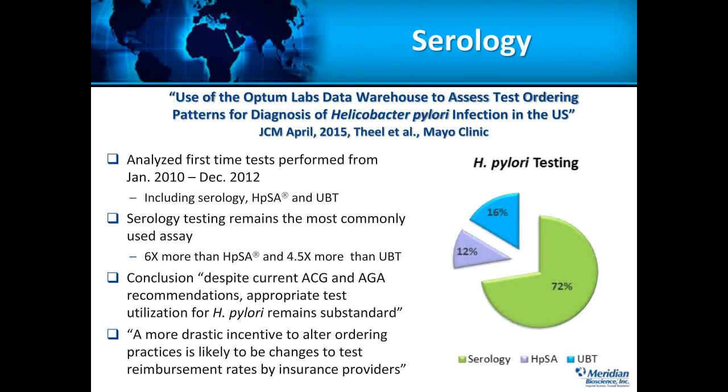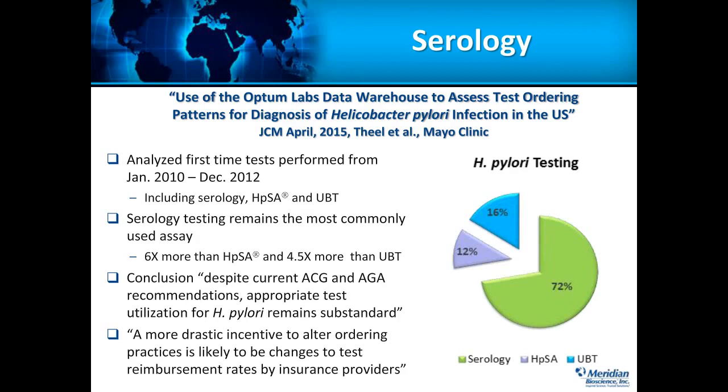There was a study which was published last year which looked at the 3 different non-invasive tests for H. pylori infection. And what it found was that serologic testing is the most commonly used test of H. pylori infection. It is performed 6 times more often than the H. pylori stool antigen test, 4.5 times more often than the urea breath test. So the test whose use is discouraged by the society guidelines is in fact the most commonly used test, and this needs to be brought more in line with what the recommendations are.